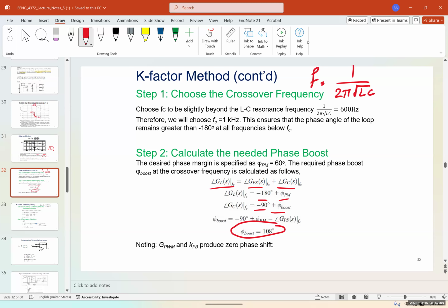Noting that the GPWM and KFB produce zero phase. Therefore, we don't even put them in this equation, the pulse width modulation and the feedback, because they don't have any capacitors and inductors, and the capacitors and the inductors are the ones that actually cause the phase shift.